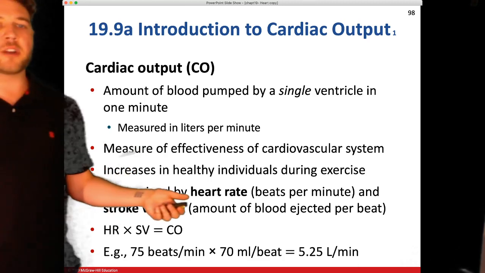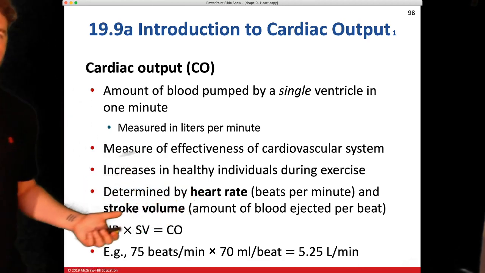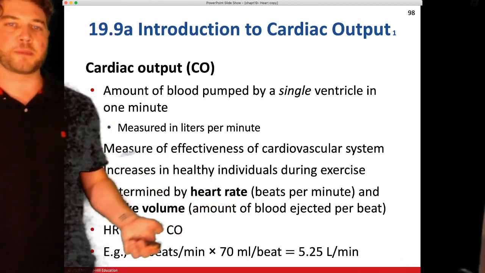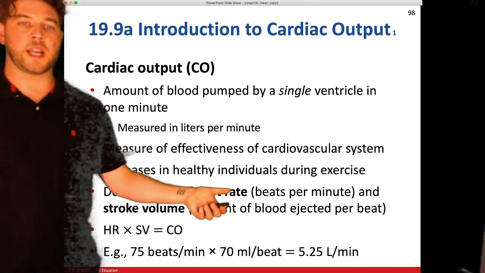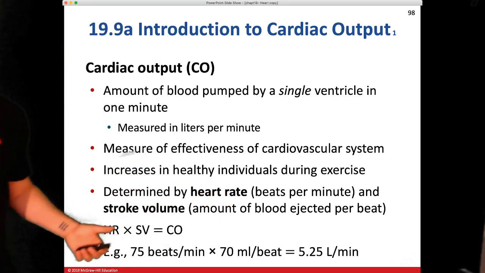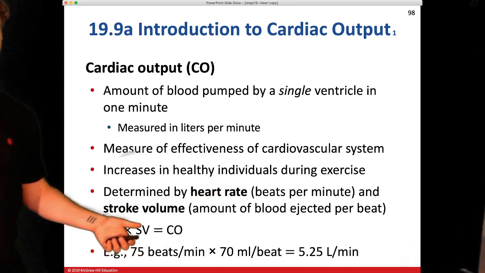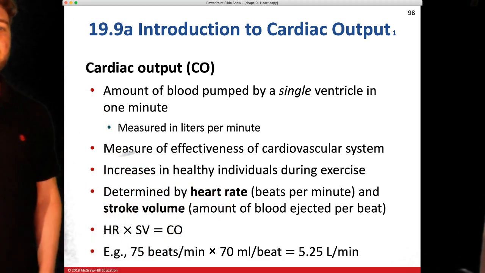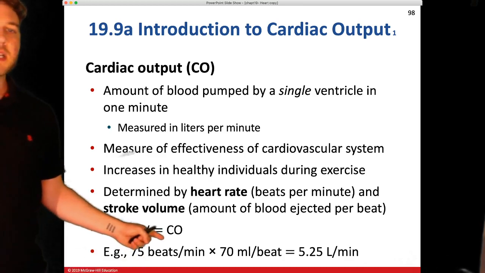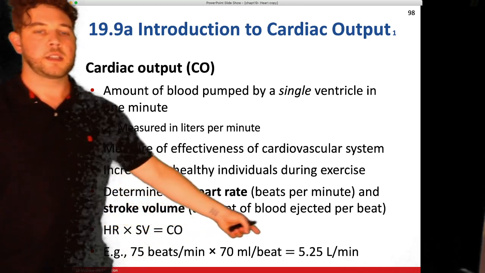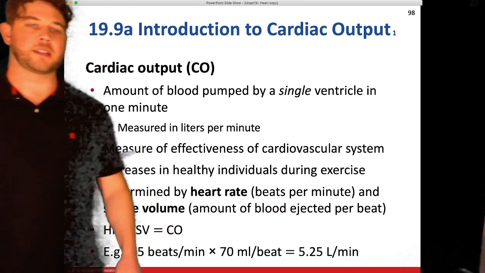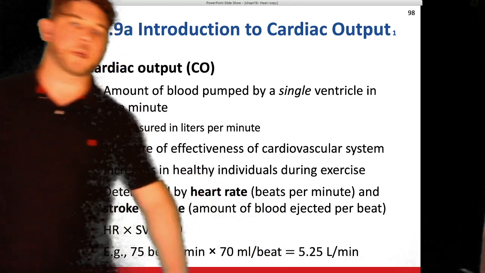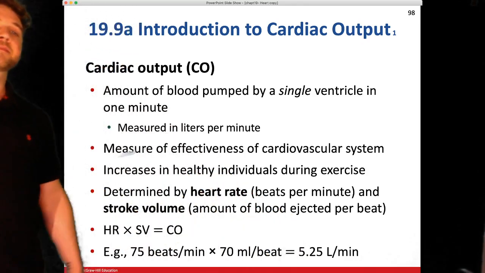It's determined by your heart rate, which is the beats per minute, and your stroke volume, which is the amount of blood ejected per beat. So basically it's rate times force. HR, heart rate, times stroke volume, SV, equals cardiac output. 75 beats a minute times 70 mils per beat is 5.25 liters per minute. That's our average cardiac output. You should know these numbers.